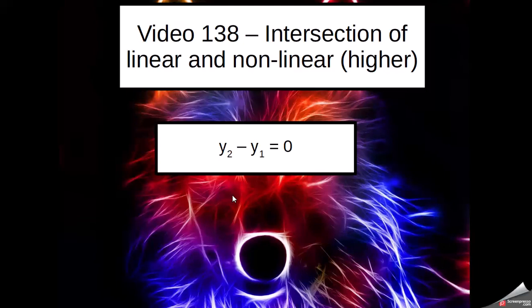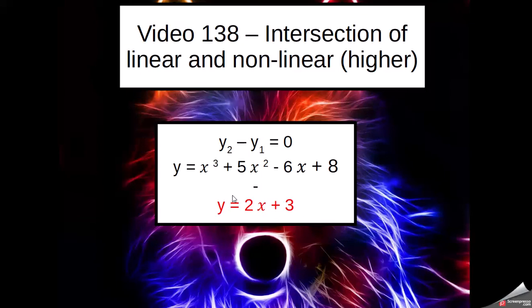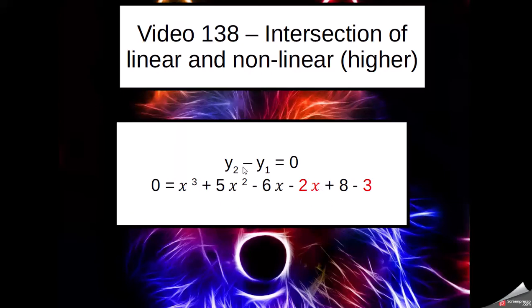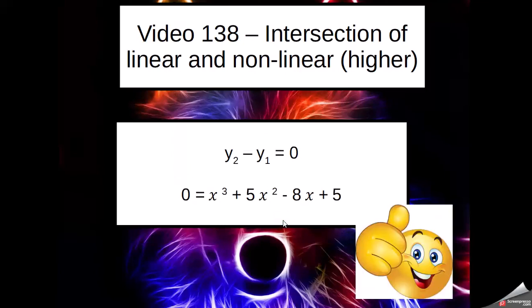What we can also say is that the equation with a higher number of powers, take away the first equation, will be 0. So for instance, here I've got my second equation being x cubed plus 5x squared minus 6x plus 8, and I'm going to take away 2x plus 3. So when I put those into the equation, I get x cubed plus 5x squared minus 6x minus 2x, that's taking away the 2x from the first equation, plus 8 minus 3, taking away the 3 from the first equation. And I know that this equation here is then equal to 0.